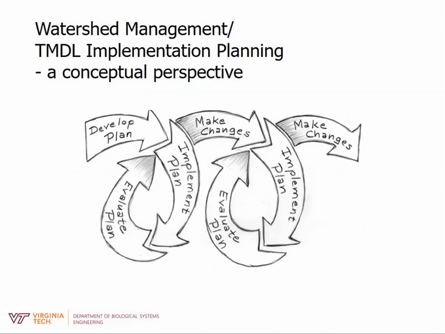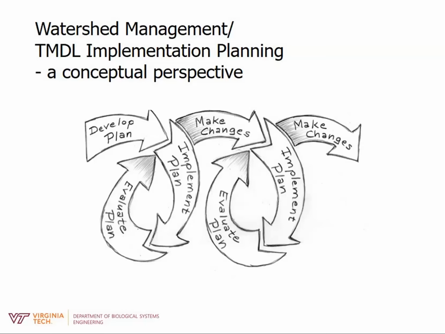So let's start with this conceptual perspective. And you notice I put the diagram that's on here. It shows an adaptive management plan, because it's interesting that the literature reinforced that when we're developing an IP, it is an adaptive management process. You have to develop a plan, you implement it, you evaluate it, and you go back and look at your plan to see what changes need to be made.